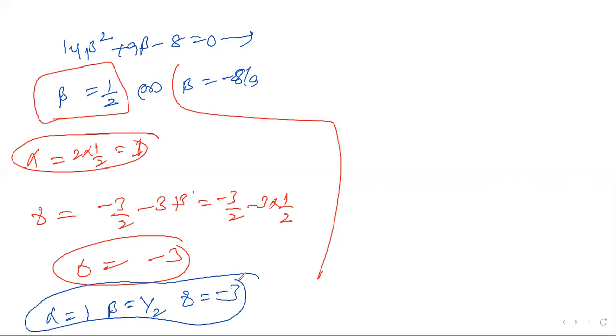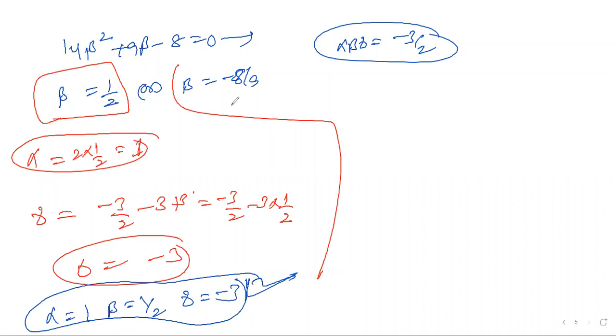This is one set. Check the condition. If the conditions are satisfied, this answer is correct. Alpha, beta, gamma is equal to what? What is the value of S3? Minus 3 by 2. Check the condition here: 1 by 2, 1, 3 by 2, minus 3 by 2. These answers are correct only. Am I clear? Try to check it out.